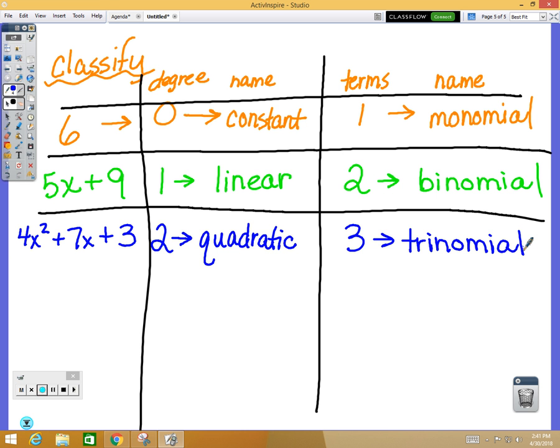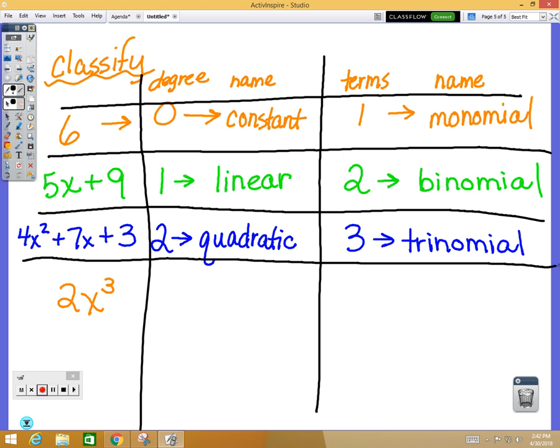I'm going to do one more. x to the third power. The degree of this is 3. And that would be cubic. And it's a what type of polynomial? Monomial. There's only one. Anything past that would just be 4th degree, 5th degree, 6th degree, 7th degree. Okay? On up. So 0, 1, 2, and 3 are the only ones that have different names. Once you get to the 4th degree, it's just 4th degree.